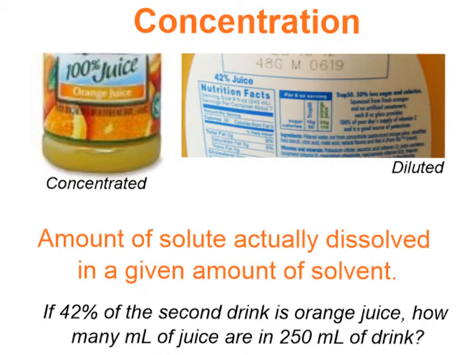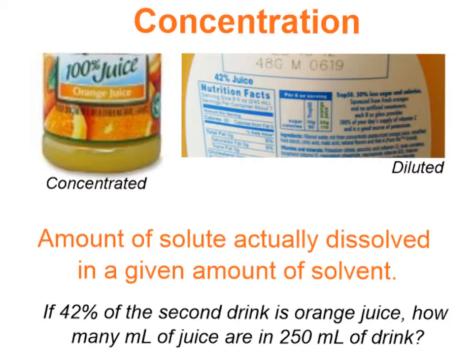When we talk about concentration, you know the terms concentrated and diluted. You know that those mean very imprecise, not quantitative measurements of how much solute is actually dissolved in a given amount of solvent. When we talk about concentration, we are talking about the amount of solute that's dissolved in a given amount of solvent, and the terms concentrated and diluted are not precise or quantitative measurements of that.